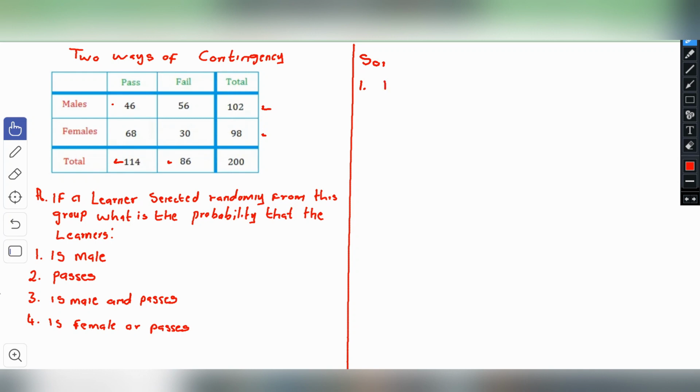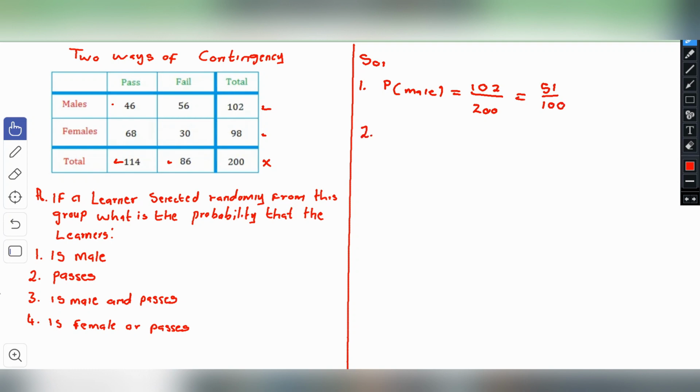So it means the probability of male is equal to the total number of males, which is 102, divided by the total number of learners, which is 200. It's here, guys. If you add everything here, you are going to get 200, right? So 102 all over 200 is going to give us 51 all over 100, right? Therefore, we are done with the first question.